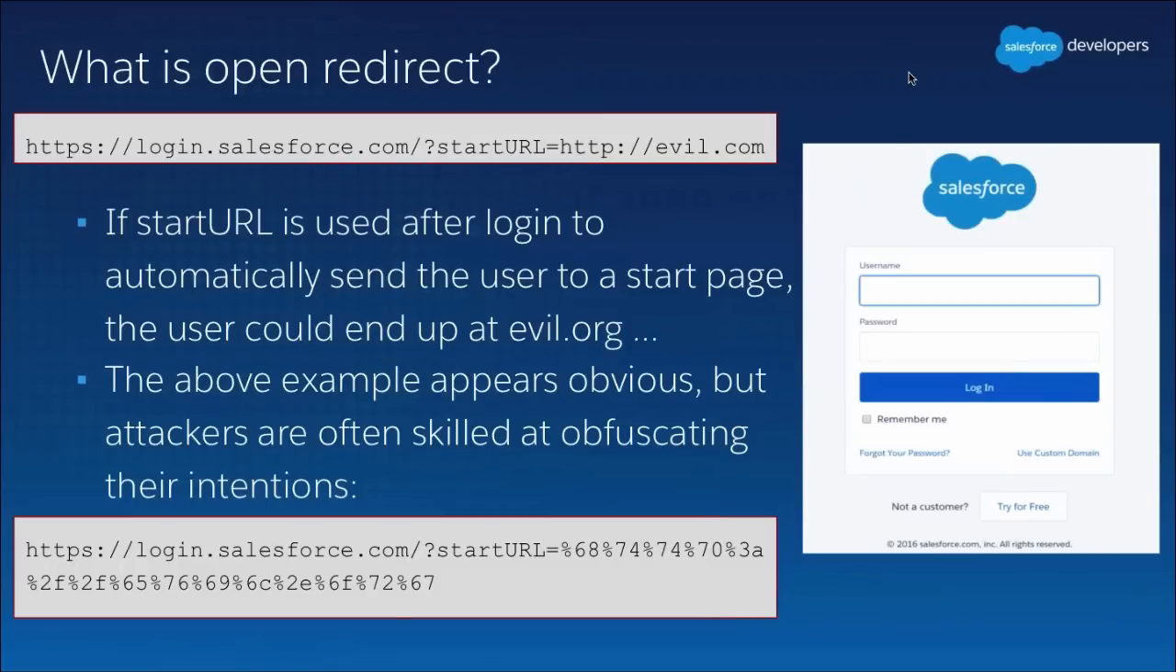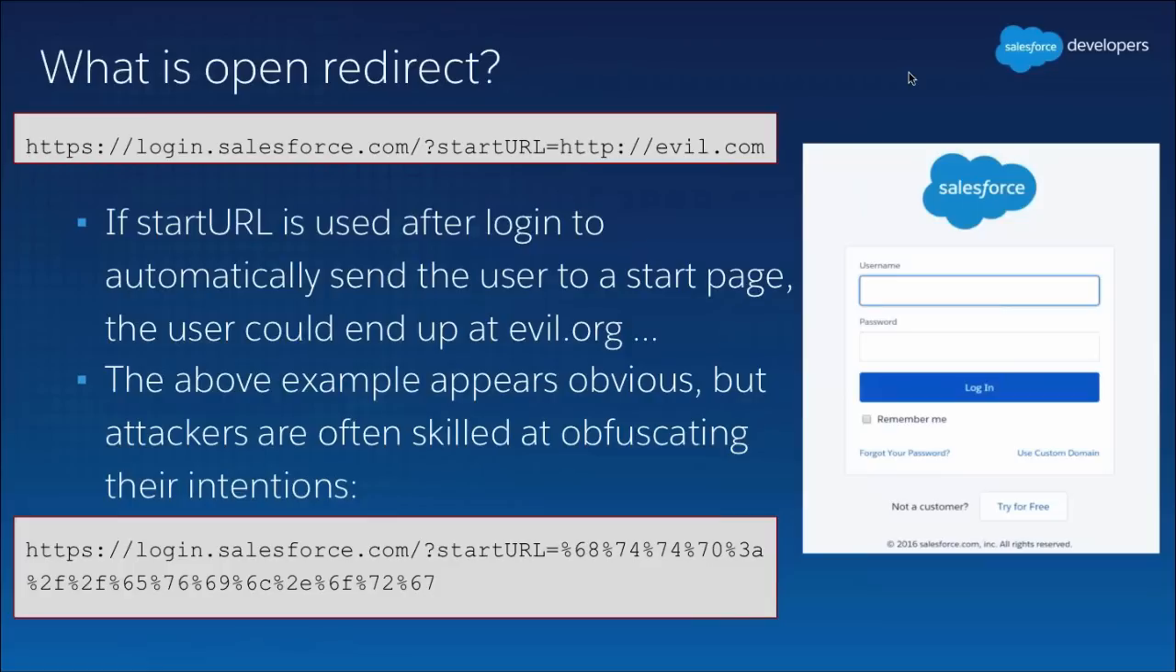Now, when a user goes to login.salesforce.com, he's going to see a login page as usual. He's going to type his credentials, and once the user is authenticated, he will be redirected to evil.com. Evil.com could be something like a phishing page, as you can see, and it can have the same username and password field.